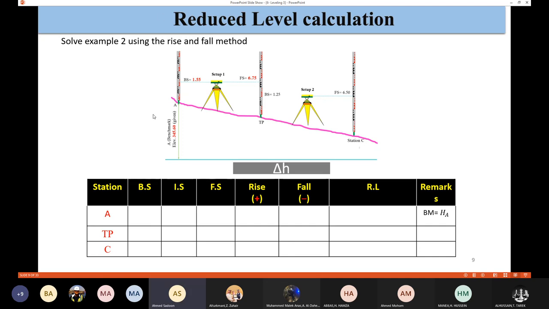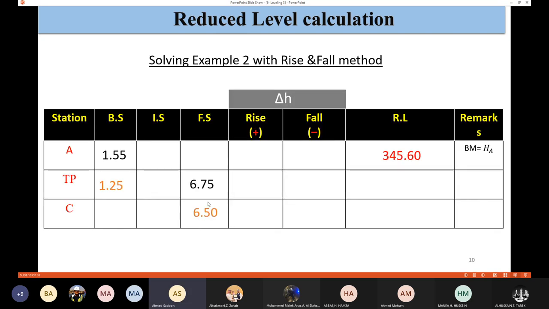So let's apply what we understand here to this simple example. In this simple example, we have three points. We have point A, we have the TP point, and we have the station C point. We need to determine the height, or the elevation, or the reduced level of the TP, and also the reduced level of the point C. I'm going to fill in the table like we just learned from the height of an instrument method. Here we have the backsight, here we have the foresight. Here we have backsight, this one represents backsight, and this one represents foresight.